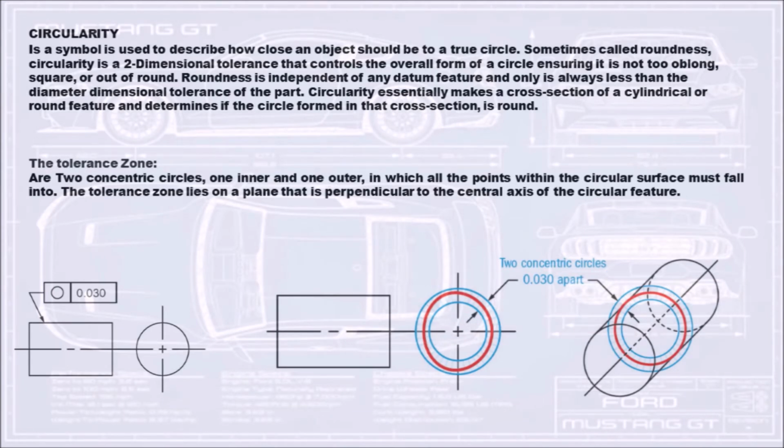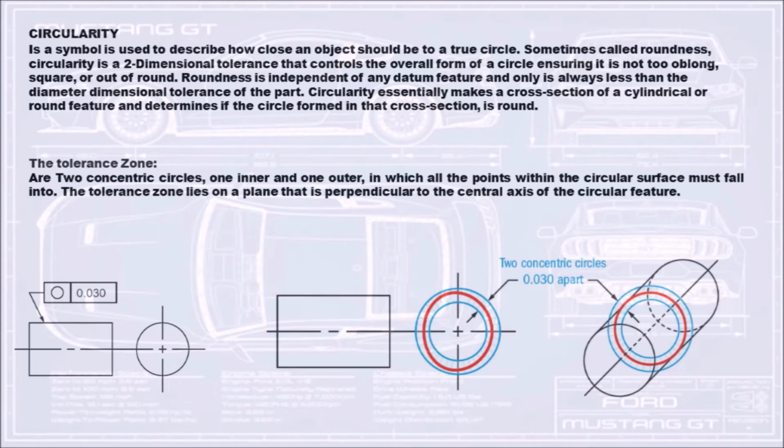Circularity is a symbol used to describe how close an object should be to a true circle. Sometimes called roundness, circularity is a two-dimensional tolerance that controls the overall form of a circle, ensuring it is not too oblong, square, or out of round. Roundness is independent of any datum feature and is always less than the diameter dimensional tolerance of the part.